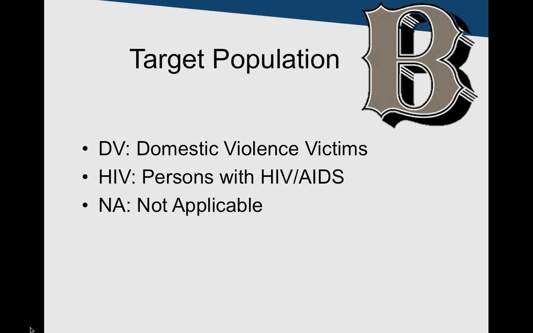And similar to target population A, a population is considered a target population if the project is designed to serve that population, if at least 75% of the clients served by the project fit the target group descriptor. A project is prohibited from having more than one target population B.